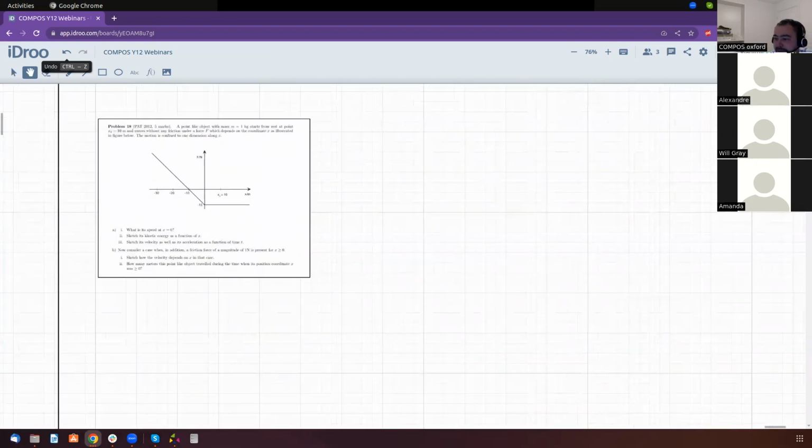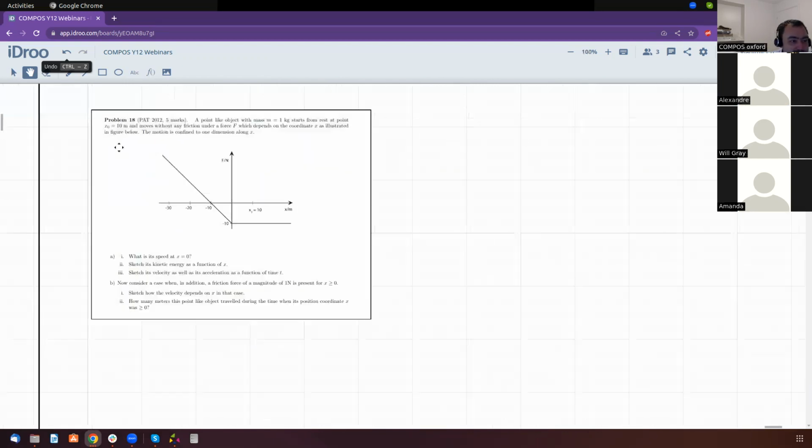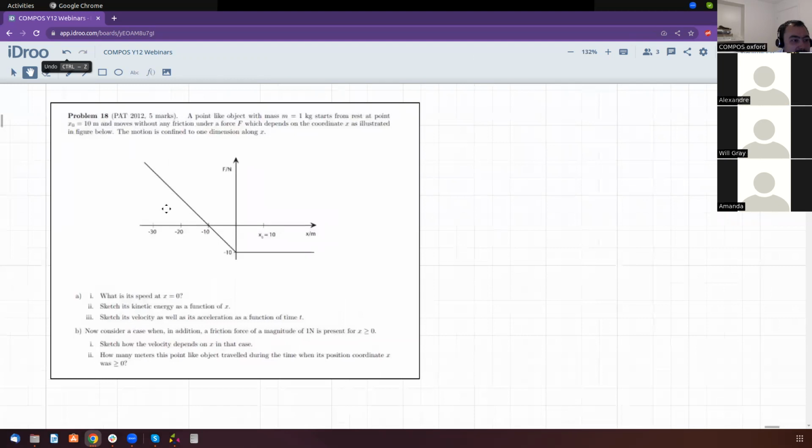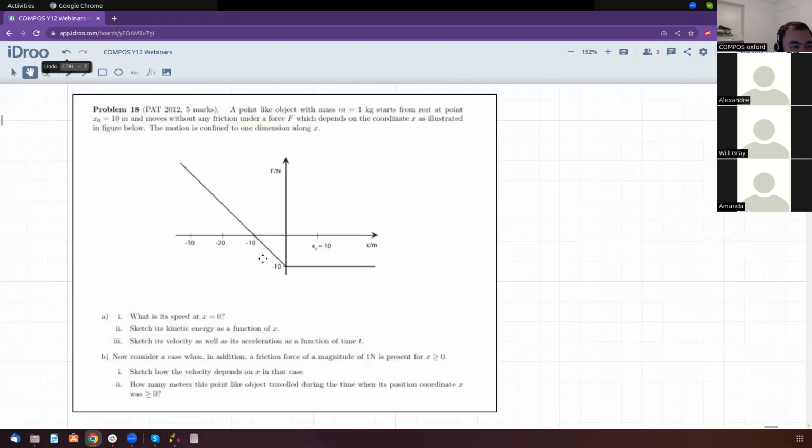Okay, the next one. The next problem is 18. It's easier, although it's one of the harder problems. So it starts gently. We have a point-like object with mass 1 kilogram that starts from rest at point x equals 10 meters. It moves without friction under force F, and this is the graph of the force. The motion is confined to one dimension along x. What is the speed at x equals 0?